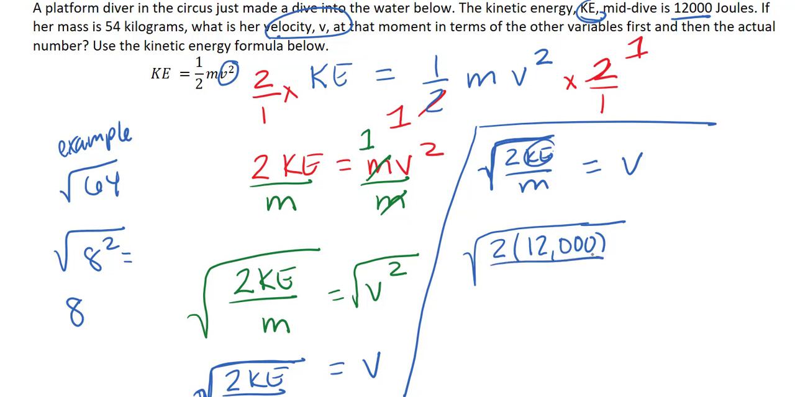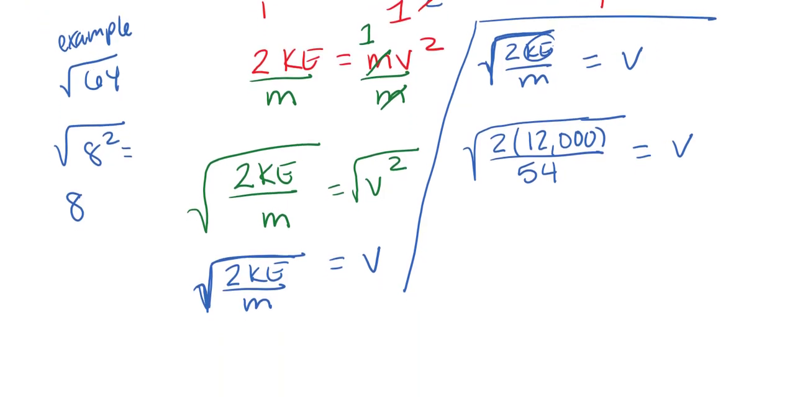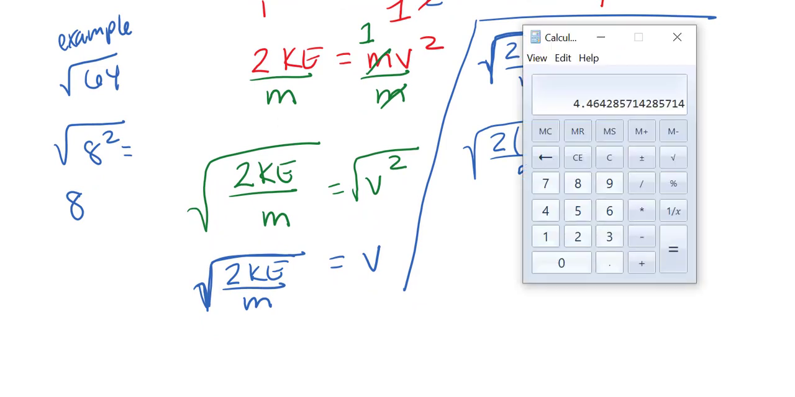Then we put this over m, which is going to be her mass, which is 54. And this is equal to v. So now we need to go ahead and start to solve. So let's get our calculators out.